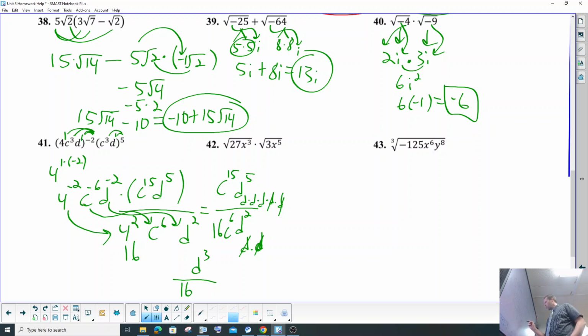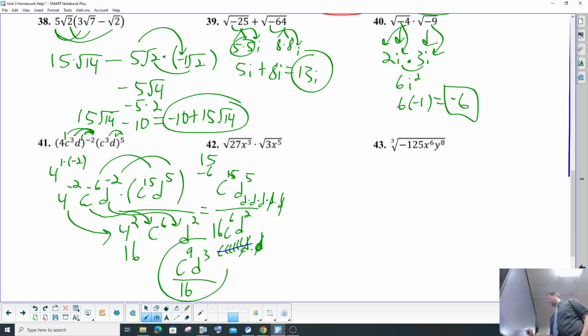The d's are gone. Ooh, so I have 6 c's down here. And so you're going to cancel 6 of them with 15 up here. So that's going to be 15 minus 6 is 9. And so you can also do a subtraction if you're doing division. Okay, there's our answer. Did we do that right? 15 minus 6 is 9. 5 minus 2 is 3. That's a 9.